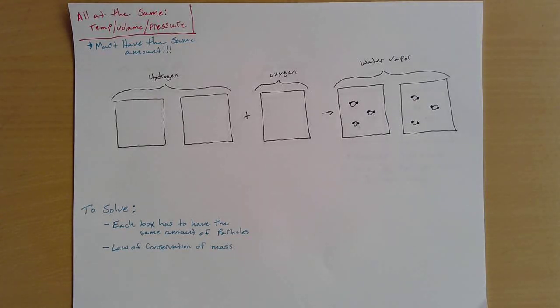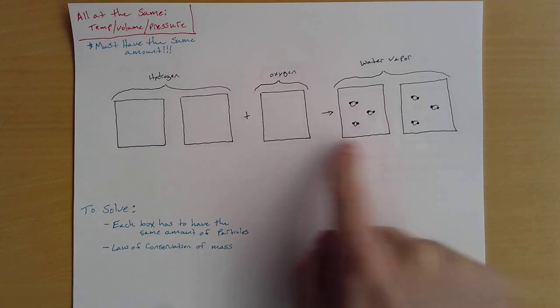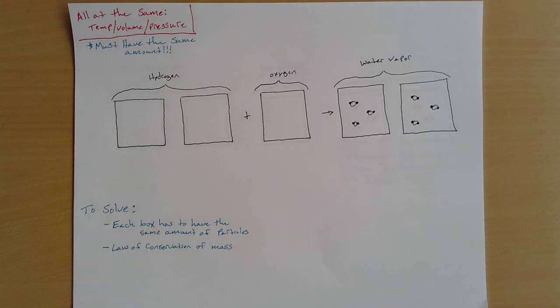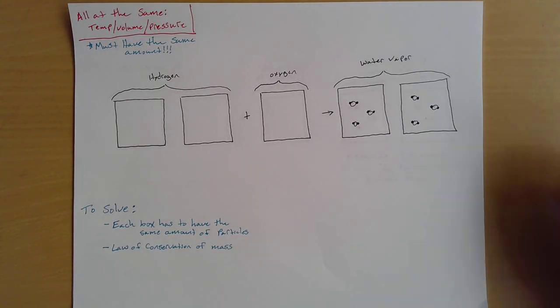Now, Avogadro's hypothesis said, well, then they must have the same amount, especially if we go back to thinking about our gas laws and all the proportional reasoning that's happening in there. So they had a problem. They had a puzzle to solve. They have to think that each box has the same amount of particles in them. So if I were drawing it up here, they would have the same amount in each.